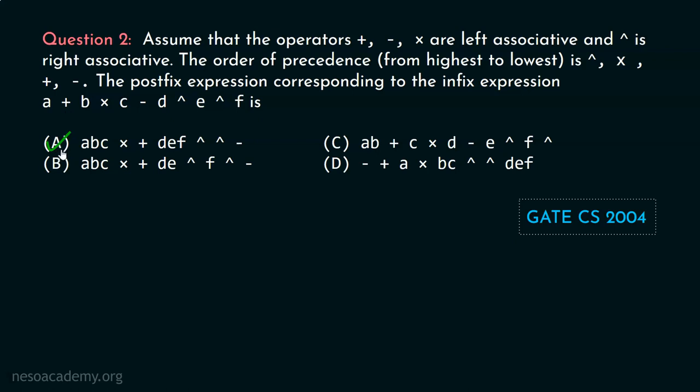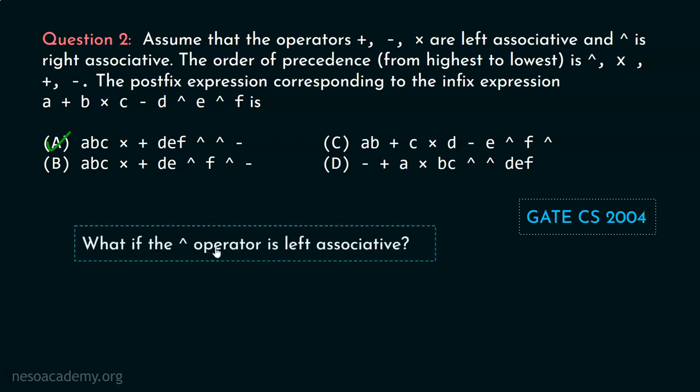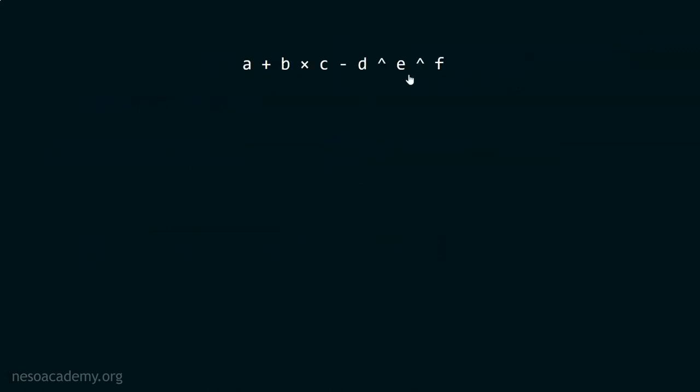So I hope this question is clear to you, but it might be possible that they will change this question a little bit. Okay, it might be possible that they will make this exponentiation operator left associative. What to do in that case? What if the power operator is left associative? In that case, the whole expression will be evaluated again. Of course, we have to evaluate this once again. Here in this case, this expression will be evaluated first. This becomes de power and then this whole expression will be evaluated next. This becomes de power f power, right?